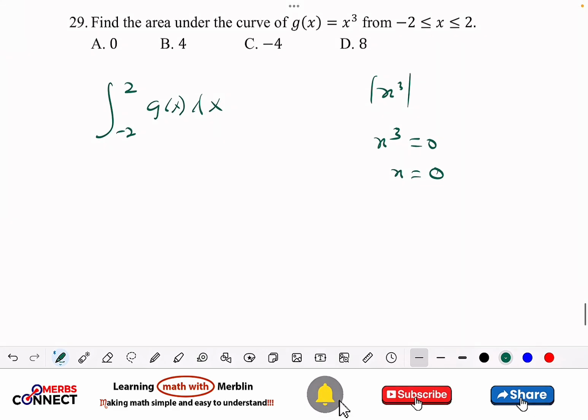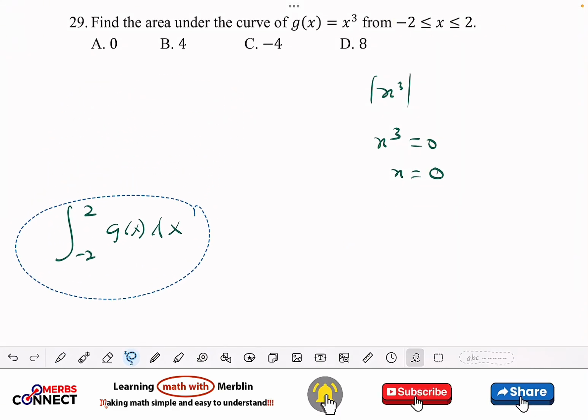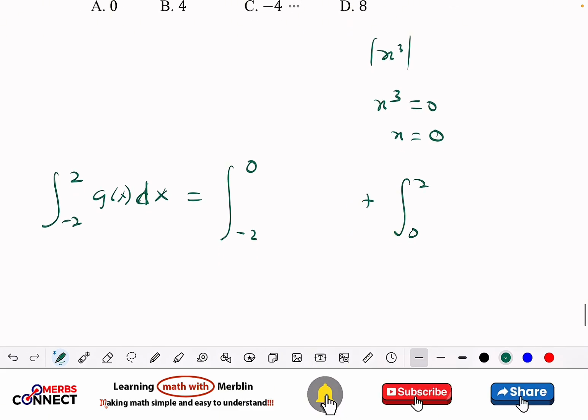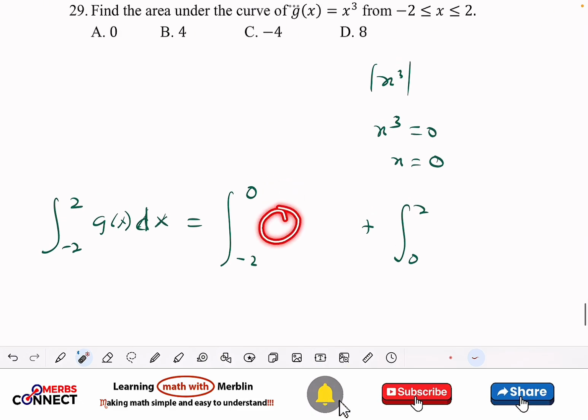So it means that I can divide this integration into 2 and have from -2 to 0, a function, and then another function from 0 to 2. So now what will be the function here? Now remember I said the function here is going to be the minus aspect of this absolute value here.